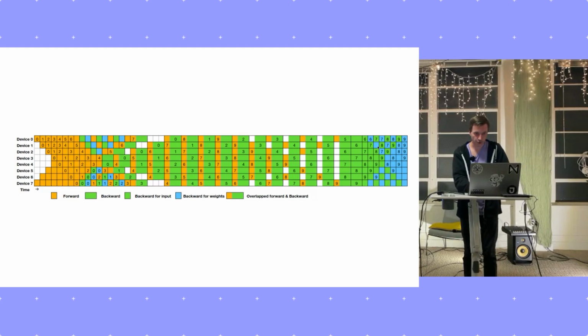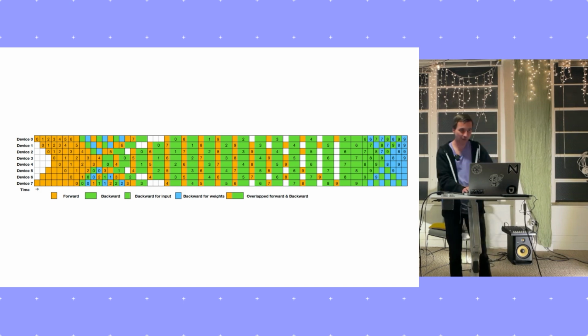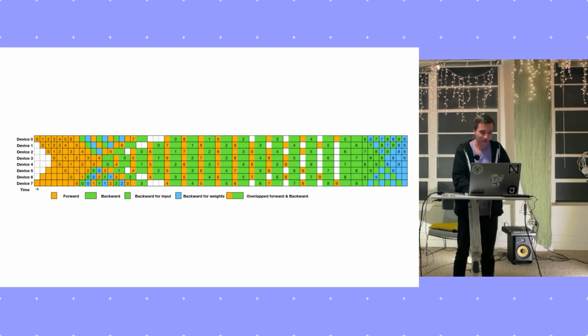Actually, in retrospect, I might be wrong here. Oh yeah, sorry. I think the wide green means green plus blue. Yeah, potentially take back everything I just said. The wide green is green plus blue. It's both backward for input and backward for weights.